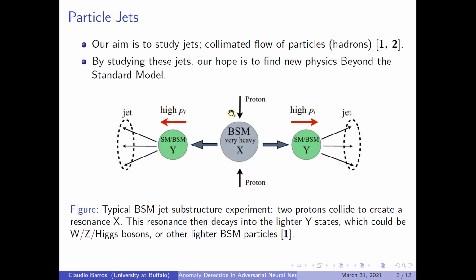So this would be some experiment that aims to find physics beyond the standard model, where a jet substructure experiment is displayed from two protons colliding to create a resonance X. This resonance then decays into the lighter Y states, which could be W, Z, or Higgs bosons, or lighter beyond standard model particles. And here we have the transverse momentum p, which we'll define briefly.